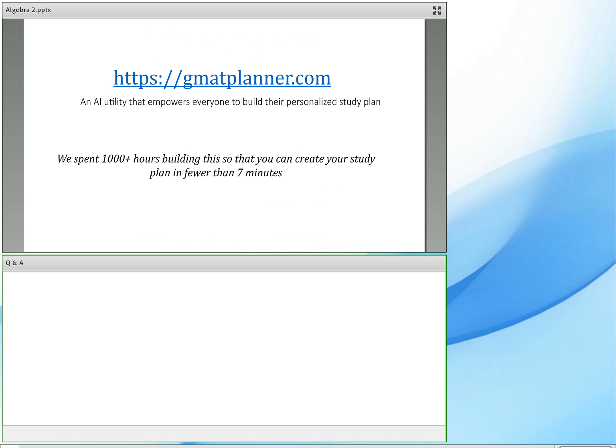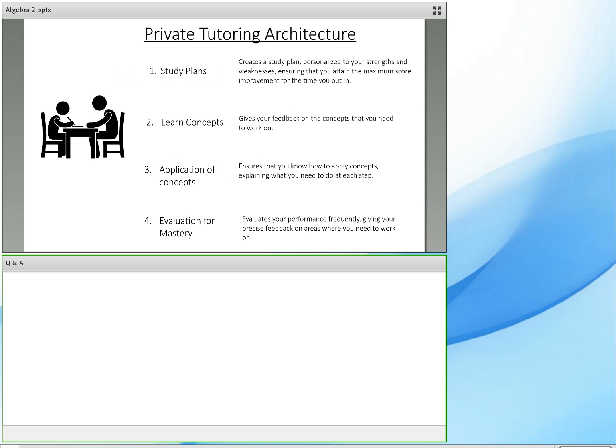So why did we spend upwards of 1,000 hours building this utility? So that each one of you can create your personalized study plan in fewer than 7 minutes. So that was just about planning, and you can really see that this plan is a lot more personalized. It has those milestones that can help you get there, and if you hit those milestones, there's no reason why you shouldn't hit that score of 720. And we've had upwards of 10,000 study plans that have been created using GMAT Planner.